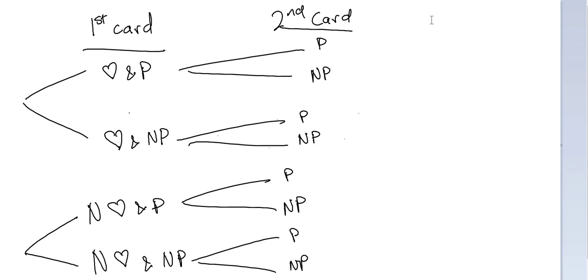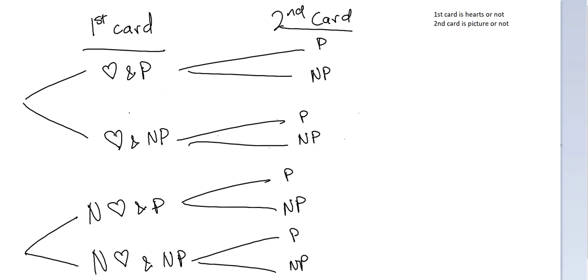So let's just make a note of that for ourselves, because we're dealing with the first card being hearts or not, and the second card being a picture card or not. And we want to see whether or not the first card being a hearts and the second card being a picture would be independent or not. So I'm going to do a tree diagram to actually prove that these are independent.